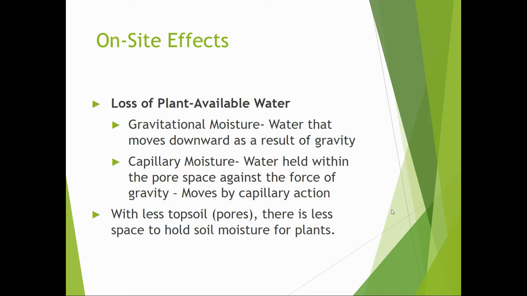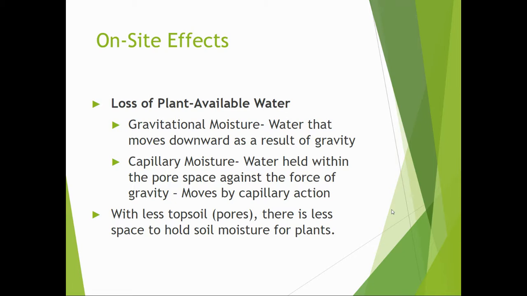Some other on-site effects: loss of plant-available water. So two different ways: the gravitational moisture and capillary moisture. Gravitational moisture is water that moves downward as a result of gravity, downward through the soil, that is. And capillary moisture is water that is held within the pore space against the force of gravity. It's moved by capillary action, and this is the water that fuels plants.